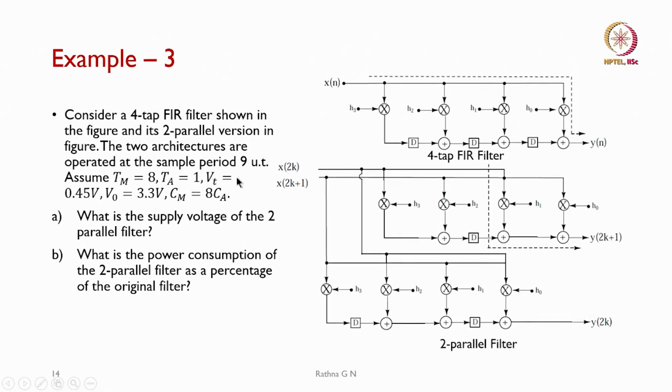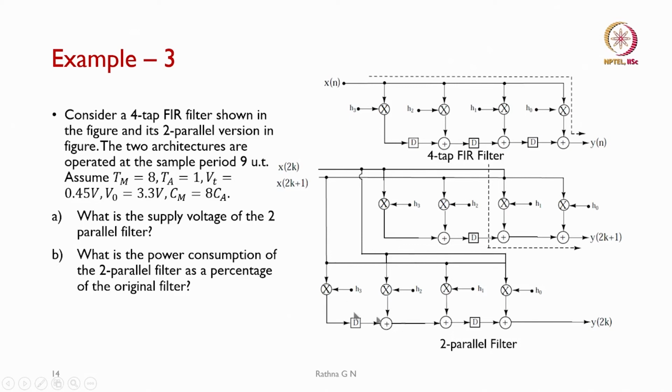and the threshold voltage in this case is given as 0.45 volts, above which the capacitor is going to be charged. So, V naught is equal to 3.3 volts, which is given as the supply voltage, and the capacitor for the multiplier Cm is equivalent to 8 times that of the adder. The question is: what is the supply voltage of the 2 parallel filter, and what is the power consumption of the 2 parallel filter as a percentage of the original filter?